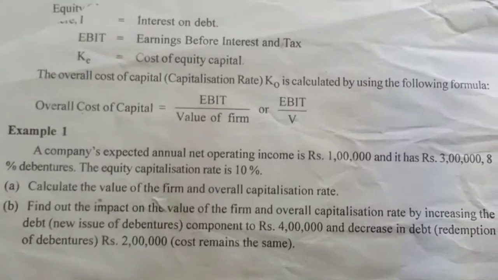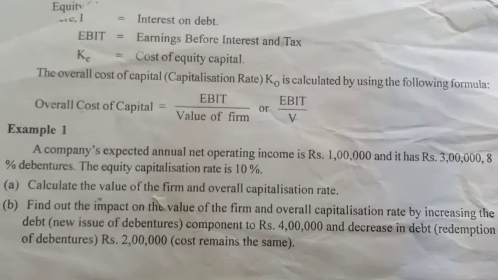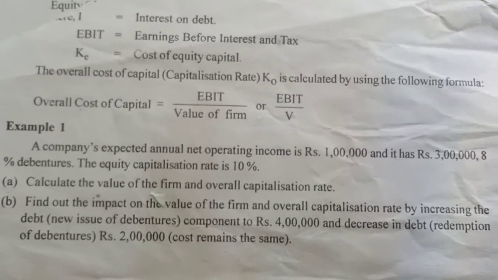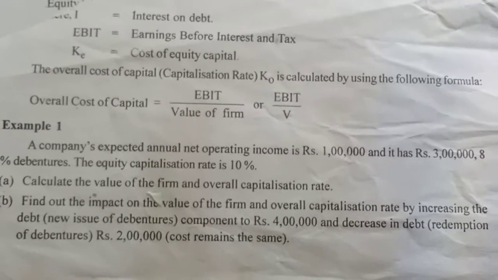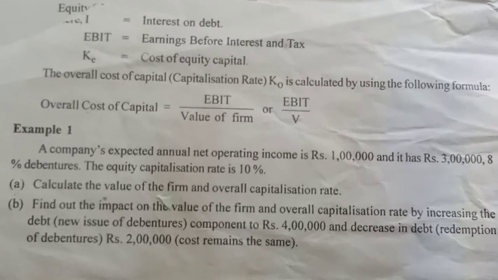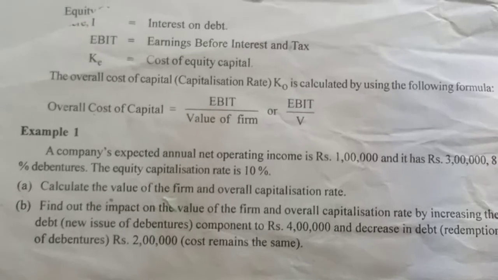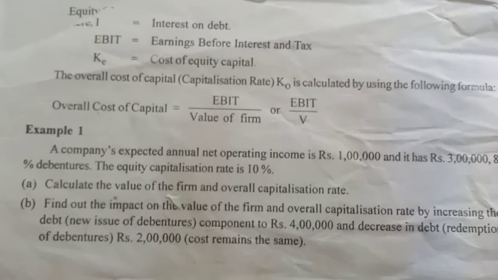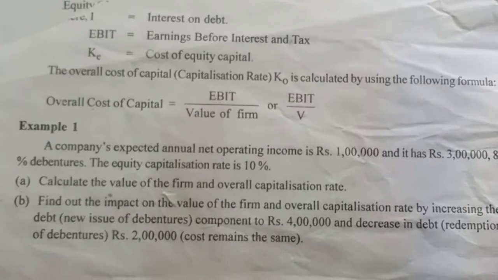A company's annual expected net operating income is rupees 1 lakh. That means EBIT is 1 lakh. And it has 3 lakh of 8% debentures, 8% interest, 3 lakh total amount. Equity capitalization rate 10%, KE is equal to 10%. Calculate the value of the firm and overall capitalization rate.